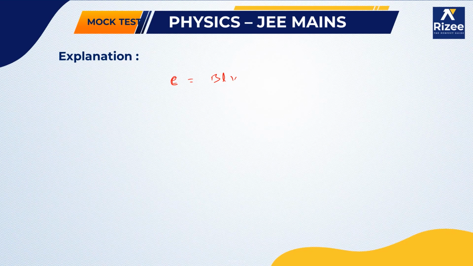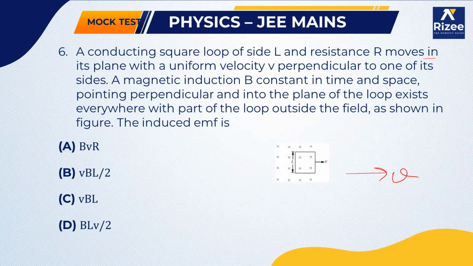So now coming to the sixth question: a conducting square loop of side L and resistance R is moving in its plane with a uniform velocity v perpendicular to one of its sides. The magnetic induction B is constant in time and space, pointing perpendicular, so the magnetic field is perpendicularly into the plane. Now, how do we go about this?